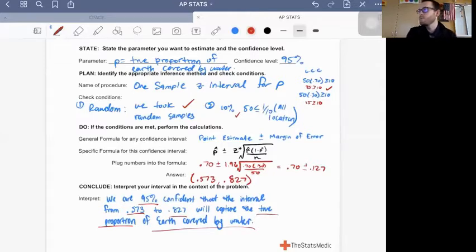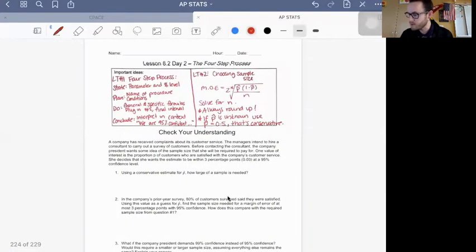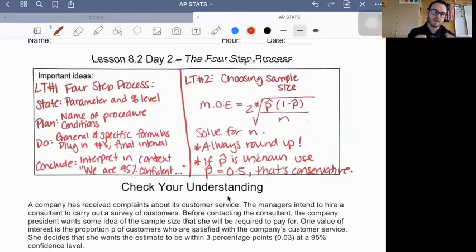The true answer, if you Google search it, is 71%. So our interval did capture that true proportion that we were looking for. So that's the four-step process, which is what we call that. In your notes, the four-step process is state, plan, do, conclude, with each of the things that needs to be included there. This is going to be the structure we always use for a confidence interval, so have it memorized. We're going to do this enough that you will memorize it.